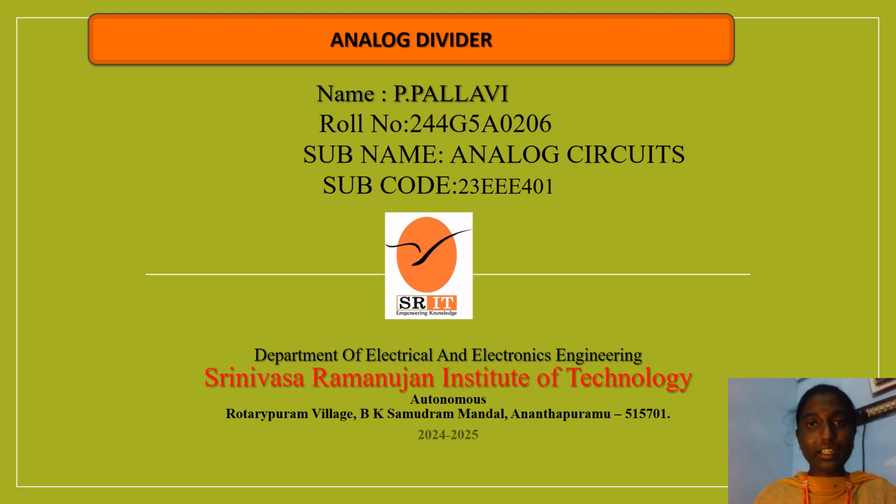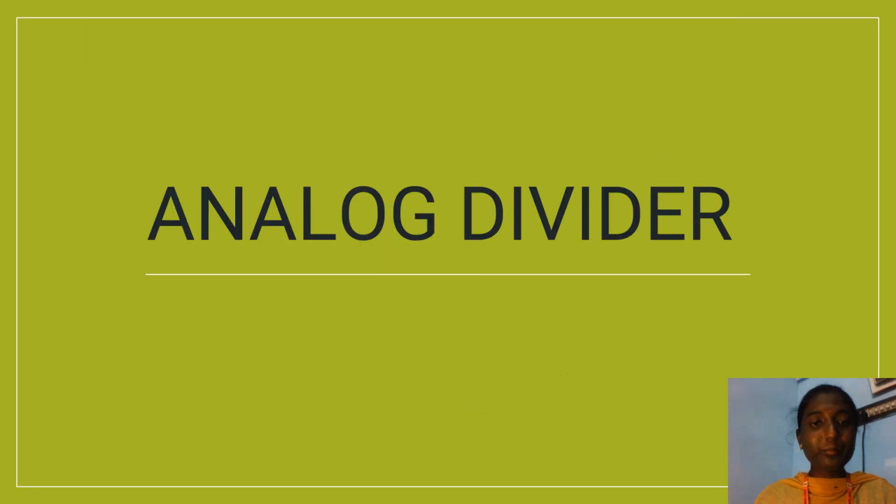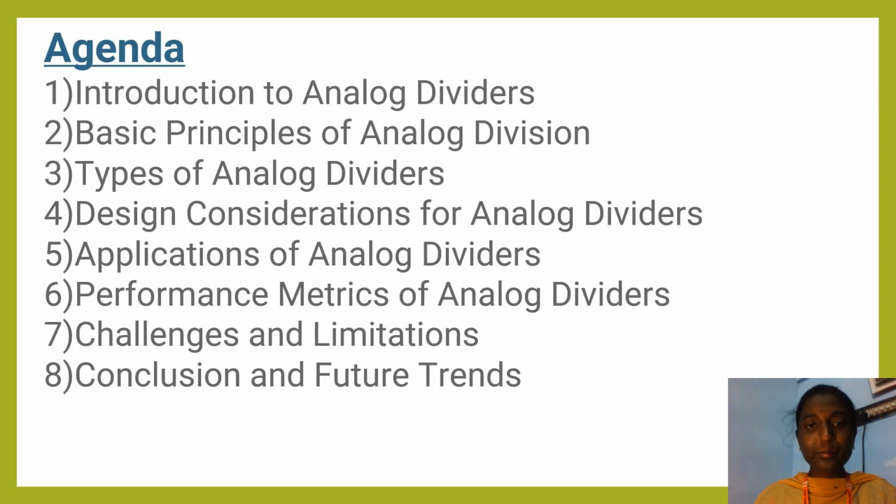My roll number is 244G5A0206. Subject name is analog circuits. Topic name is analog divider. Now coming to the topic, analog divider.